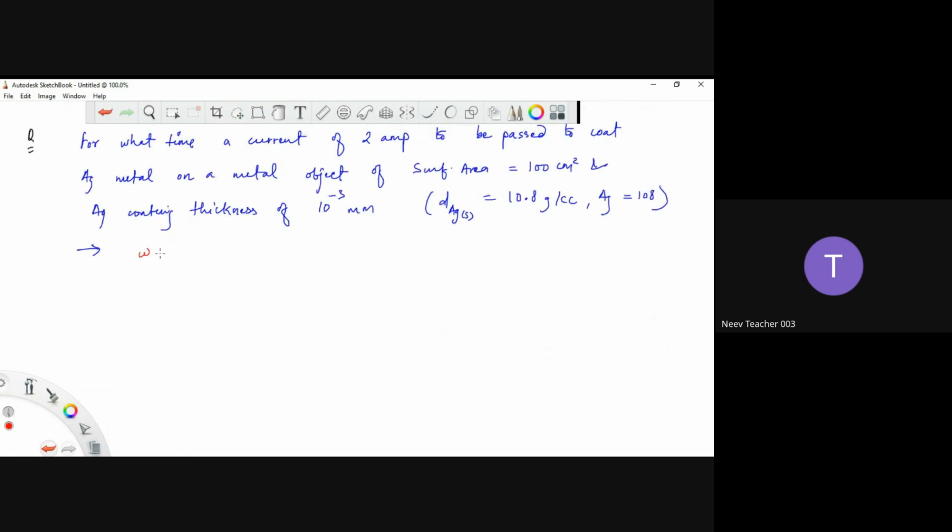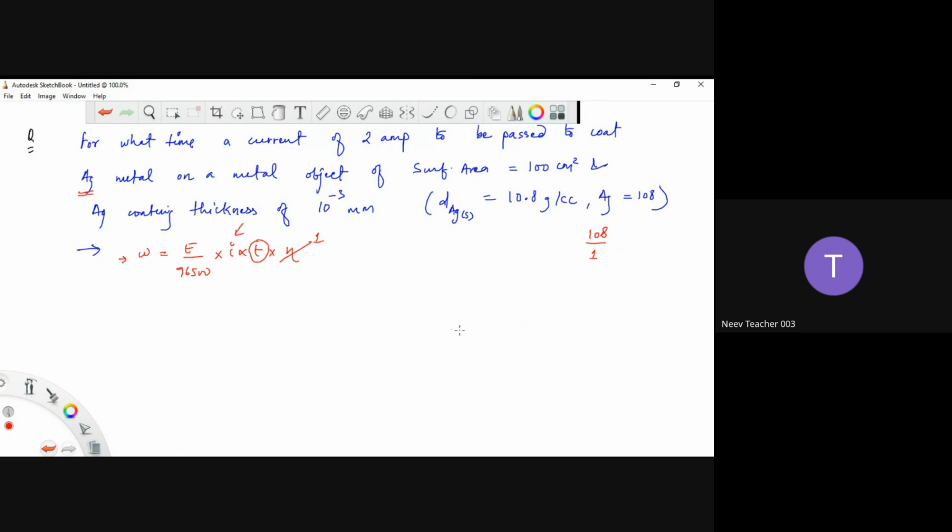So according to Faraday's law, W is equal to E over 96500 into I into T into eta. Nothing is given, so take eta as 1. They're asking for the time T. Do we have I? Yes. Do we have E? The equivalent weight of Ag will be 108 divided by 1, because the n-factor is 1 only for Ag, isn't it? So we also need W.